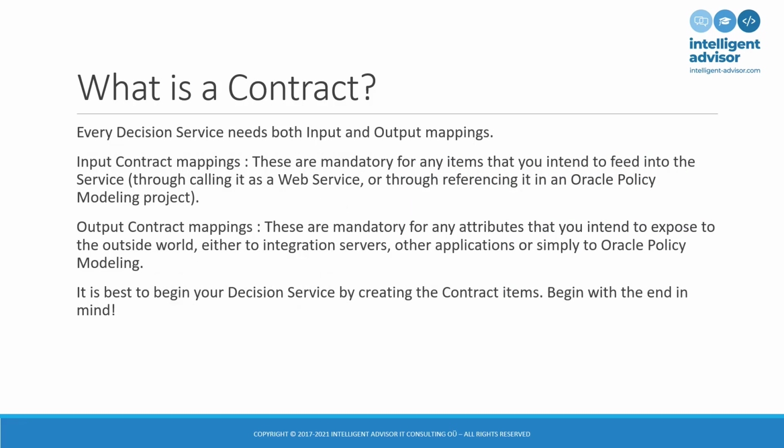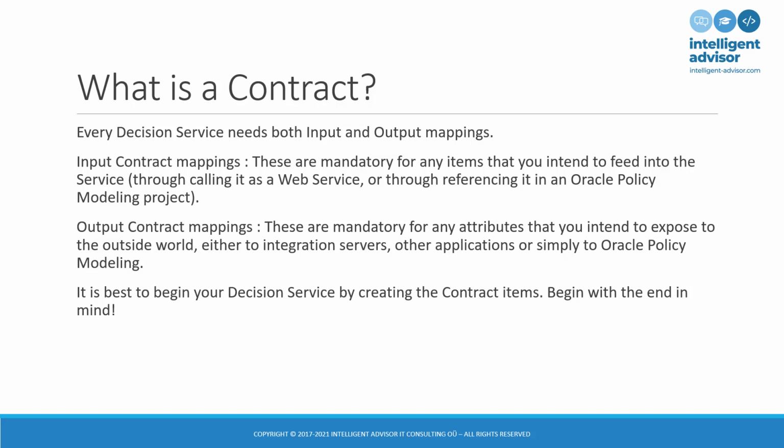In a decision service, you will always need to create input and output mappings. Obviously, if you're going to have input contract mappings, you are saying that you wish to feed data into the decision service. Perhaps because you are going to call it as a web service, or because you are going to reference it in Oracle Policy Modeling and pass data from Oracle Policy Modeling to a decision service, more of which we'll talk about later. Output contract, these are the mandatory fields that you want to expose to the outside world.